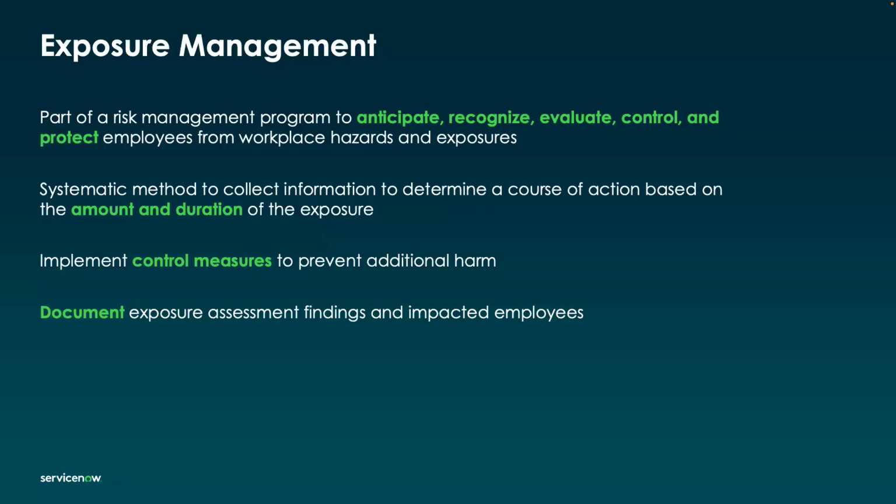With exposure management, it's a systematic method to collect information to determine that course of action. Again, it's always going to be based on the amount and duration of that exposure. So essentially the level of exposure. And they're always going to be double checking this and going back systematically to collect that information for that course of action. If it's a higher level of exposure, they might be more severe in their actions or take more action than if it's a lower exposure level. And they're always going to implement control measures to prevent additional harm. Again, the goal is to make sure that employees are not being harmed while they're at work. So control measures will be put in place to mitigate that risk.